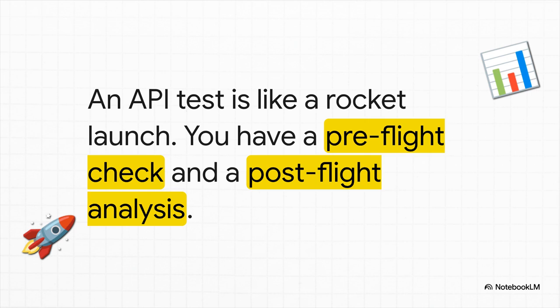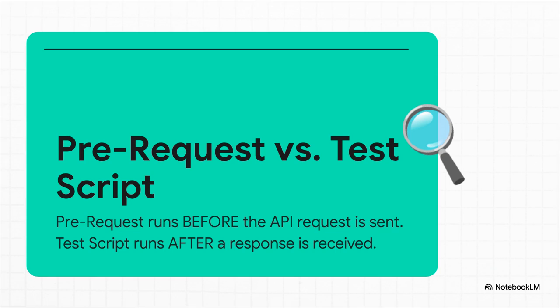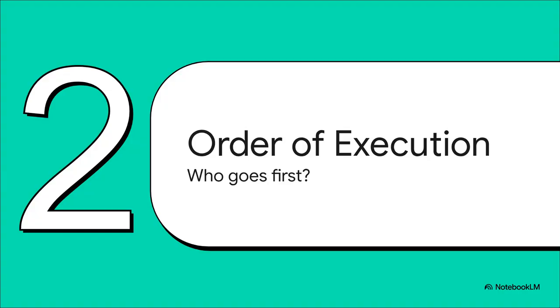It's the exact same idea here. So in Postman terms, that pre-flight check is your pre-request script. It's the code that runs before anything is sent. It gets everything ready. Then your post-flight analysis is the test script. This runs after you get a response, and it's your chance to check the results and maybe clean up a little. Okay, that's simple enough when you've just got one request.